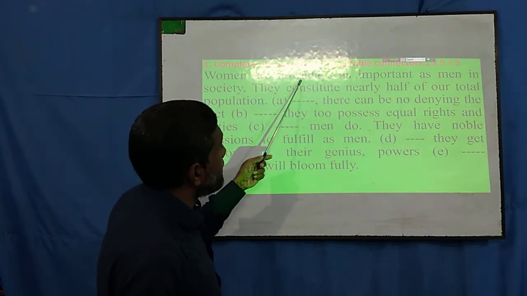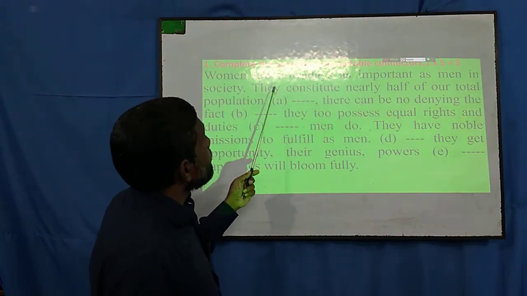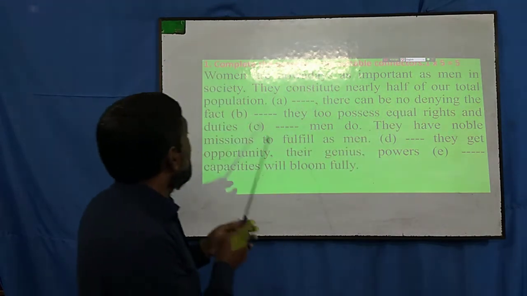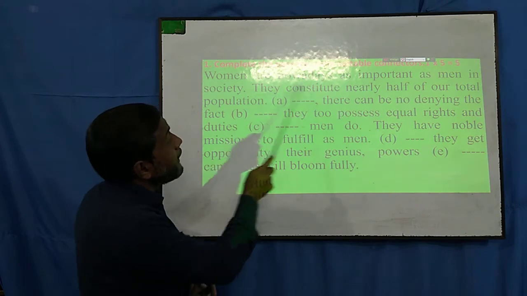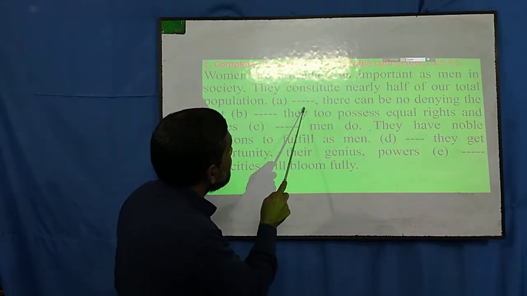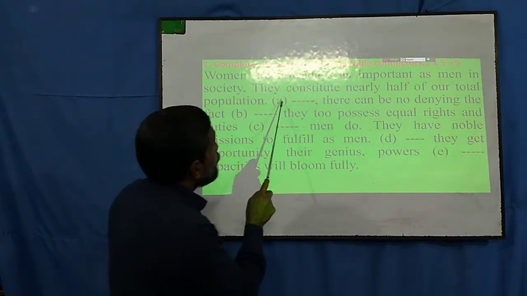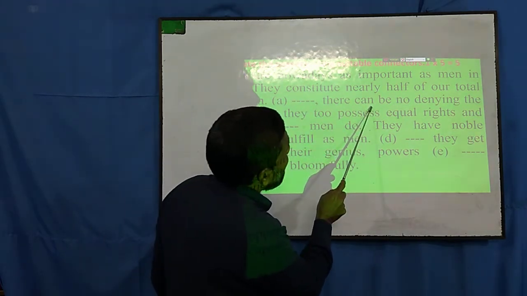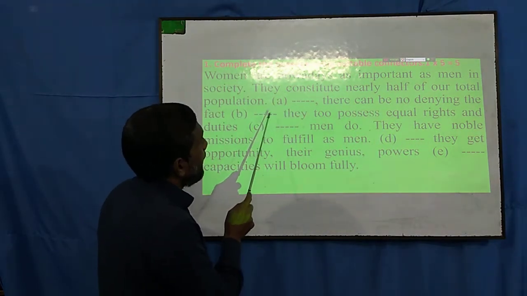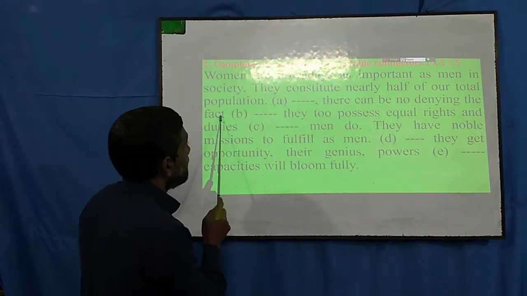Women are nowadays as important as men in society. They constitute nearly half of our total population. So these are complete sentences. Again, the gap is here, but I have to read the sentence first. So, there can be no denying the fact that, means this is a sentence.